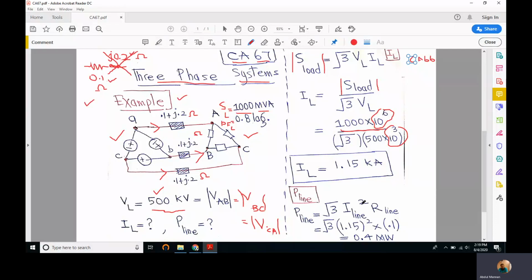So we will use I squared multiplied by R, and since these are line quantities, we will multiply this with square root of 3. We have already studied that for line quantities we have this square root of 3 multiplied in case of three-phase systems. And if these are phase quantities, we multiply, instead of square root of 3, with 3, right? So we multiply square root of 3 times I line, which we have just computed, squared, times the R line. R line is 0.1 ohms. So this comes out to be 0.4 megawatt, right?